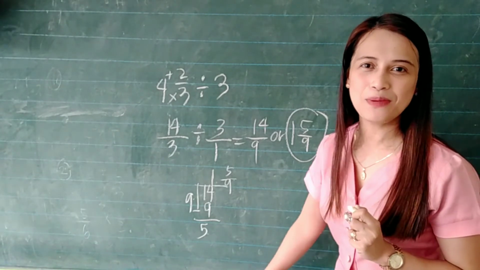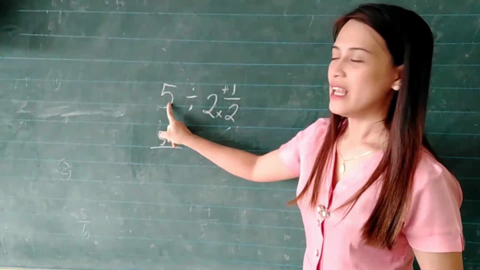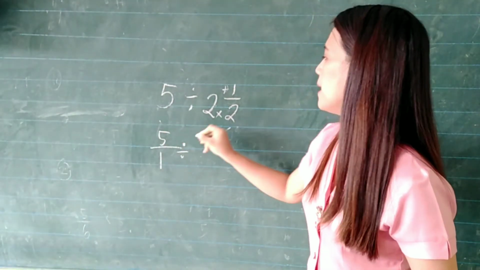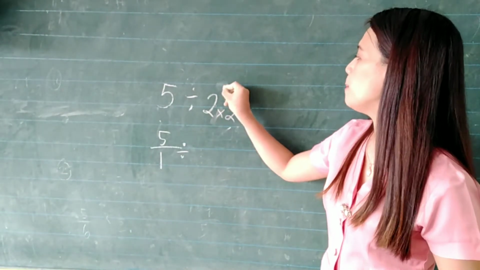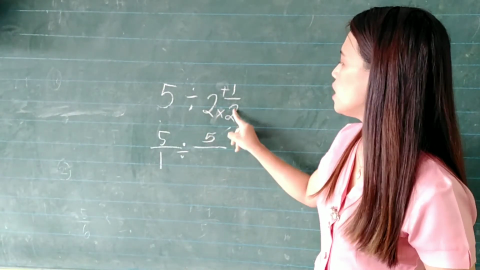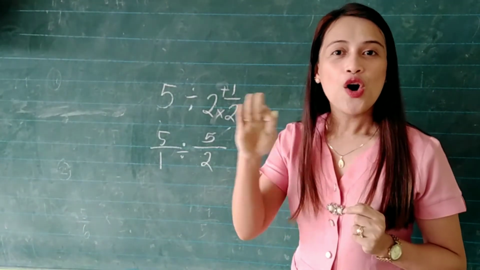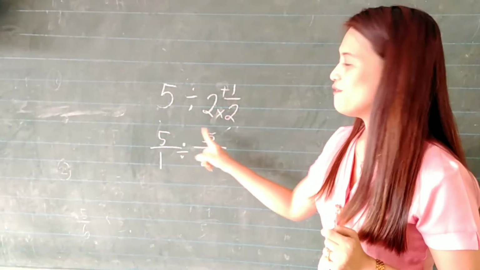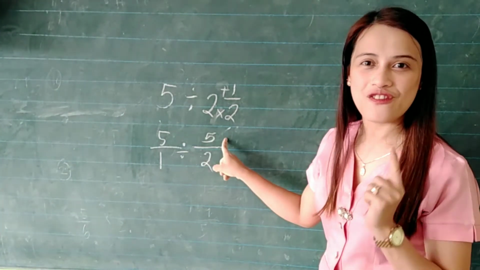So, last example. 5 divided by 2 and 1 half. So, 5, lagyan lang ng 1, divided by, this one change into improper fraction. 2 times 2, 4 plus 1, 5 over 2. And then, check if na'y makancel horizontally. So, 5, 5. Makancel ba na to? Yes. By dividing them by 5.